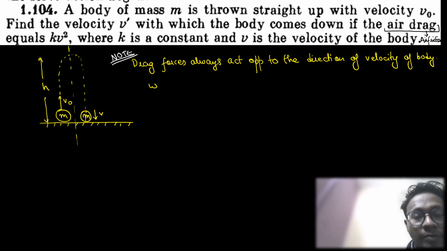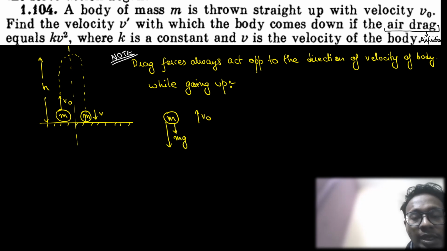So while going up, okay, let me draw the free body diagram. Out here, upward velocity is v0. There is a gravity force of mg and a drag force of kv square, or a friction force of kv square, which causes an acceleration in the downward direction. Now see, this drag force is variable in nature. That means as the ball goes upward, its velocity decreases, and as the velocity decreases, this friction force or air drag force also decreases. So how do I solve it?